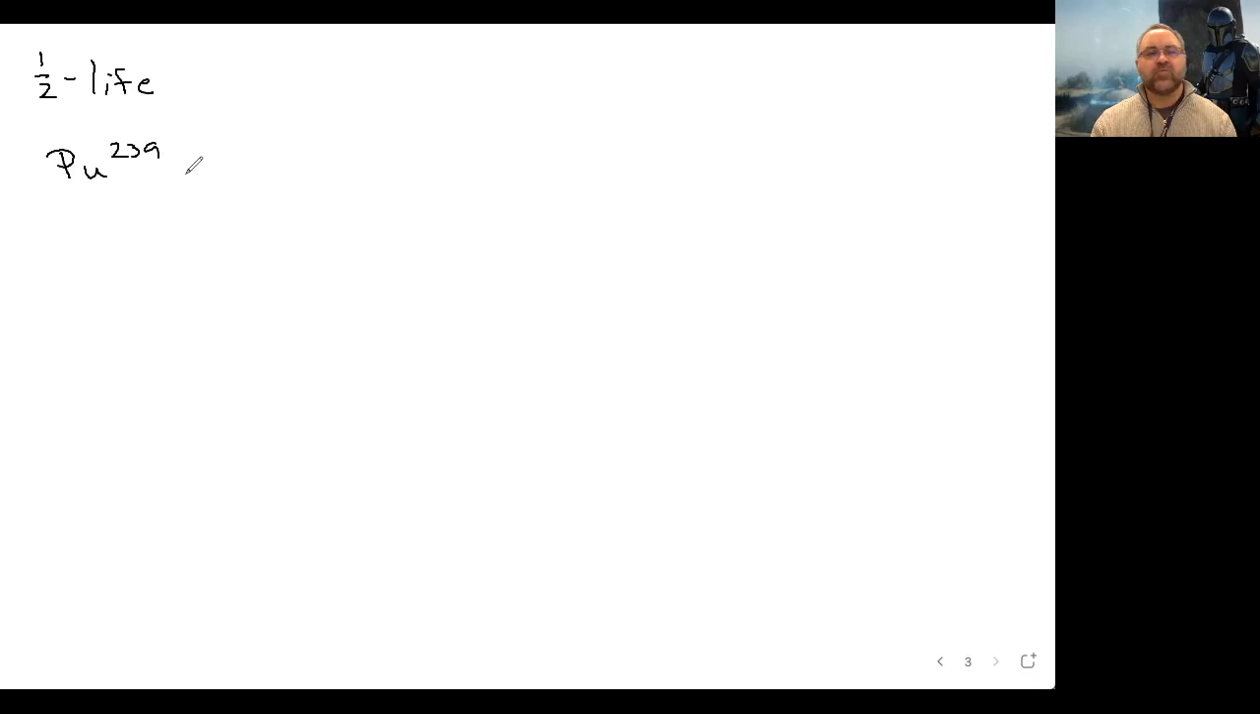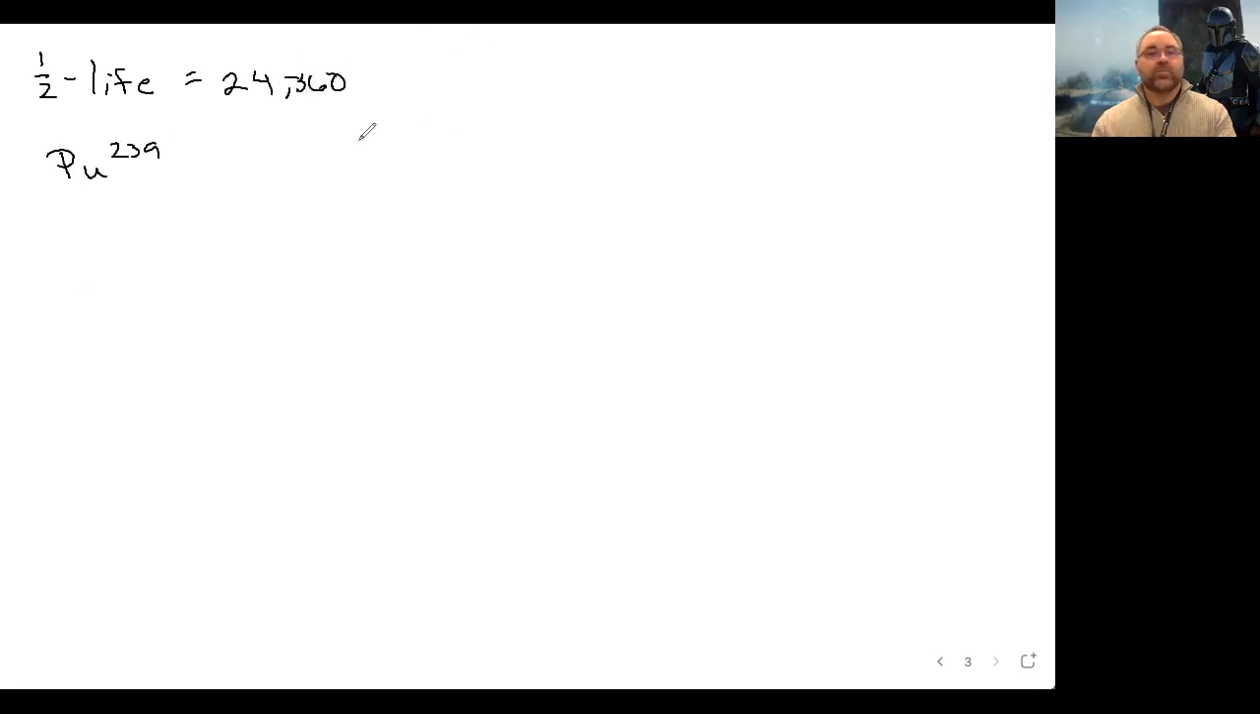PU-239 is incredibly powerful. The reason it's so powerful is it doesn't take very much of this stuff to release a whole lot of energy. And so let's take a look at how long it would take for an area to recover from that. So let's say the half-life for PU-239 is 24,360 years.